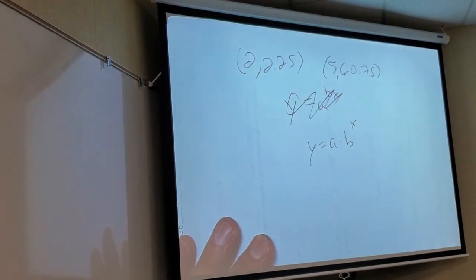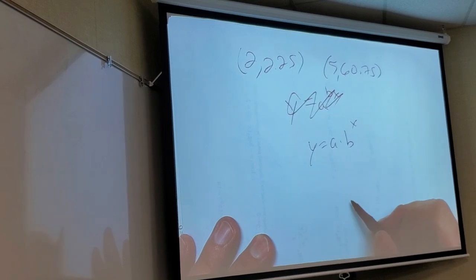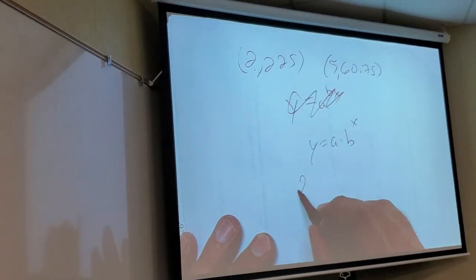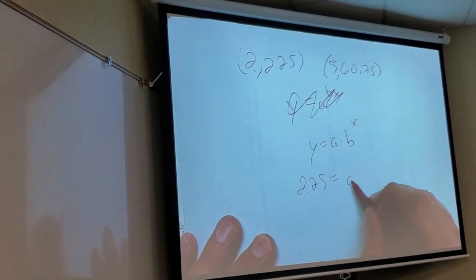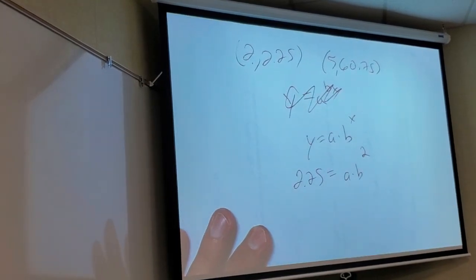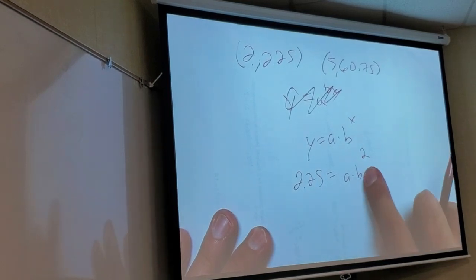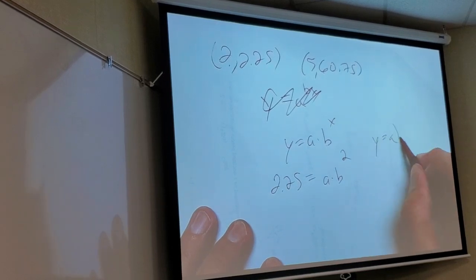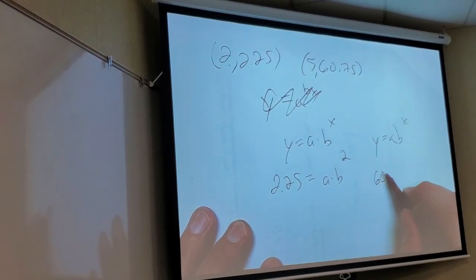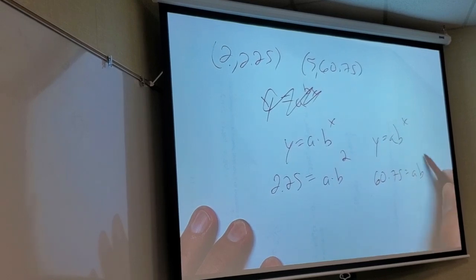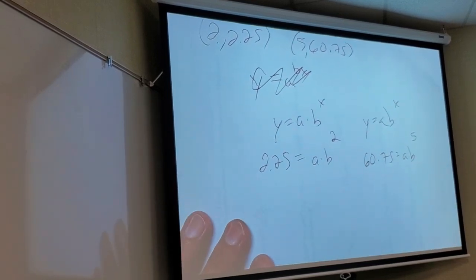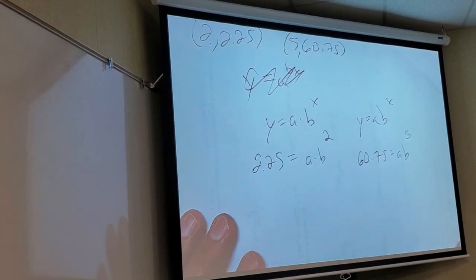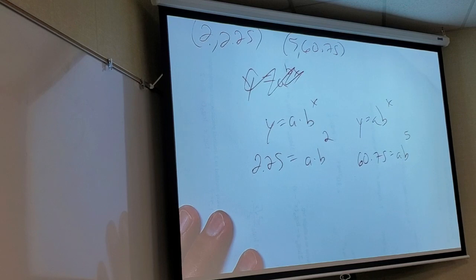The most direct way to do this is to just start plugging information in. So when I plug a 2 in, I should get a 2.25 out. When I plug a 5 in, I should get a 60.75 out. Now this is where I stopped, because I was trying to do that one yesterday in a rush so you guys could get the quiz started.